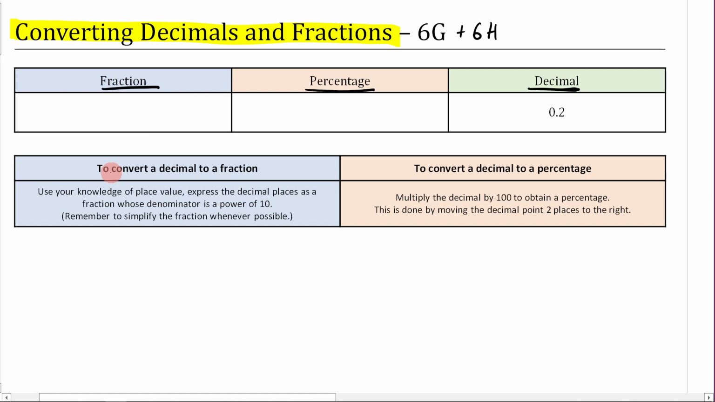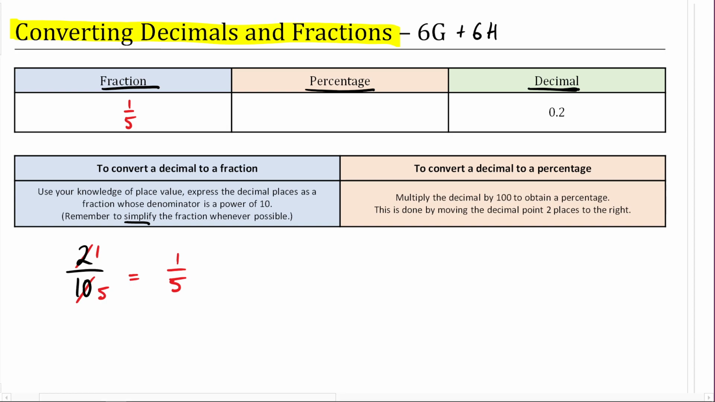So let's first talk about converting a decimal to a fraction. To do this, use your knowledge of place value and express the decimal places as a fraction whose denominator is a power of 10. Remember to simplify the fraction whenever possible. So if I have 0.2, well, I know that this 2 is in my tenths column. So this is 2 tenths. And then you just need to remember to simplify this. Both of those are divisible by 2. So this will become 1, this will become 5. So my answer will be 1 on 5.